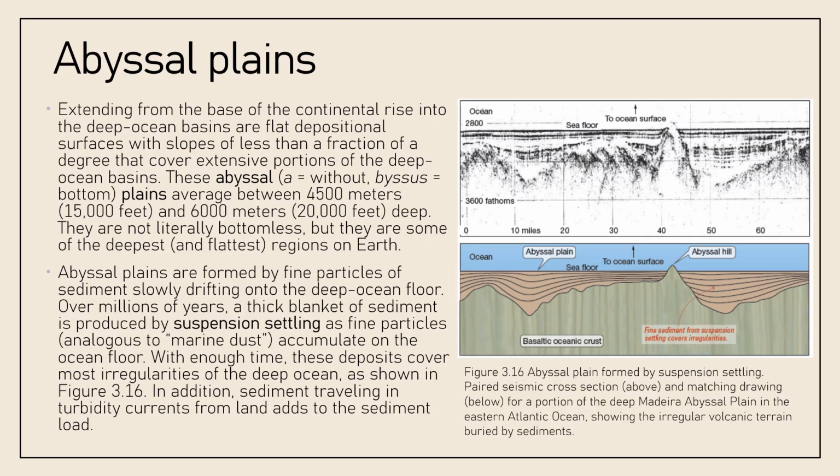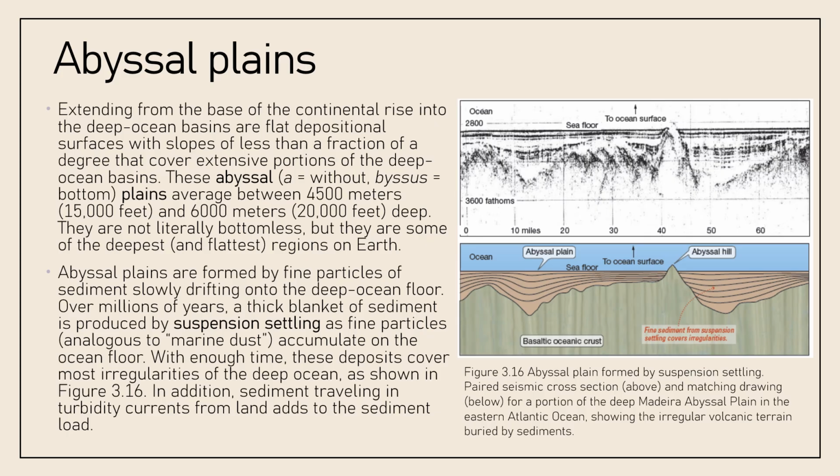So how are these abyssal plains formed? What sediments do they constitute? Abyssal plains are formed by fine particles of sediment slowly drifting onto the deep ocean floor over a period of millions of years. A thick blanket of sediment is produced by suspension settling as fine particles accumulate on the ocean floor. The sediments which are suspended are taken into the much deeper portions of the ocean, and they get accumulated on the ocean floor. With enough time, these deposits cover most irregularities of the ocean. In addition, sediment traveling in turbidity currents from land adds to the sediment load.